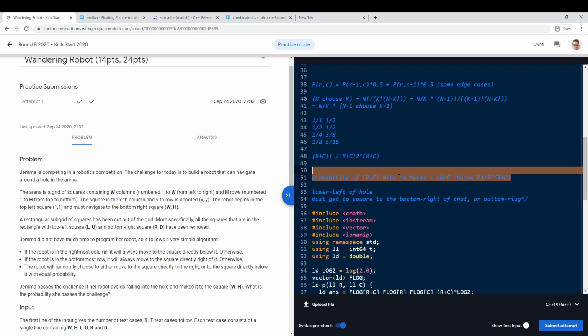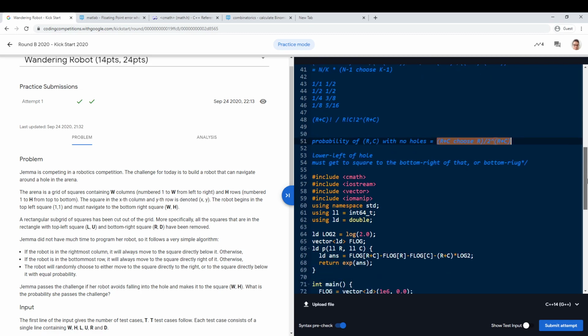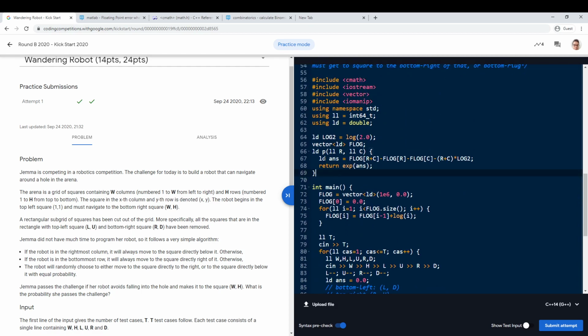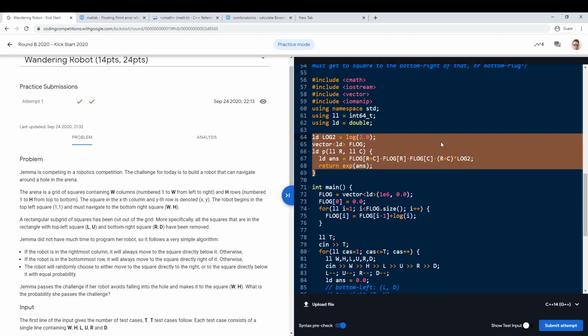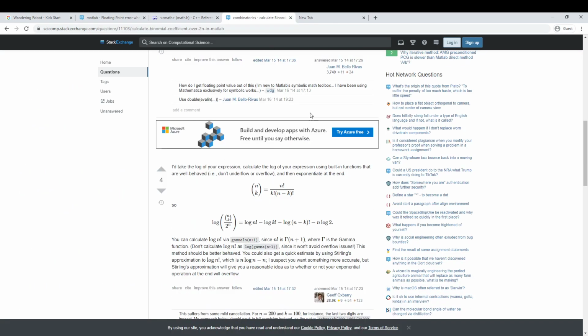And so the probability of getting to each of our disjoint points is this thing. So that's what I'm computing here. I was confused about how to do it with floating point, but logs is a good idea. Yeah, thanks to this guy.